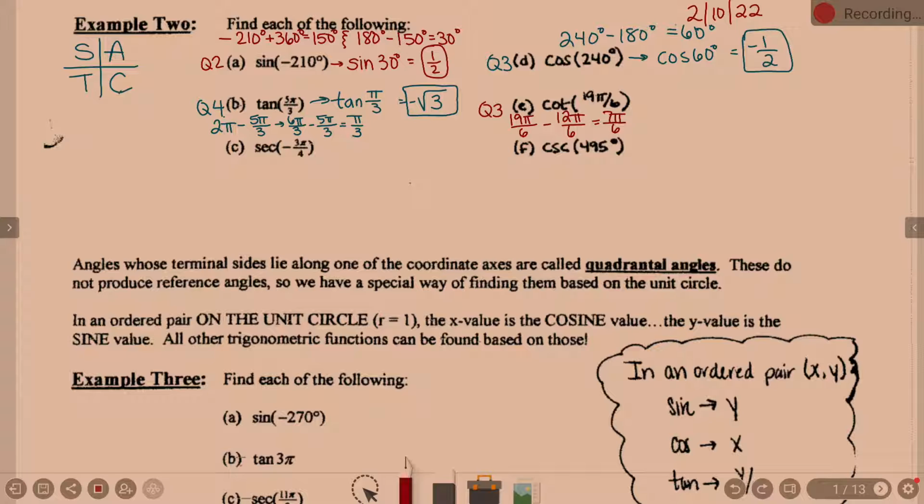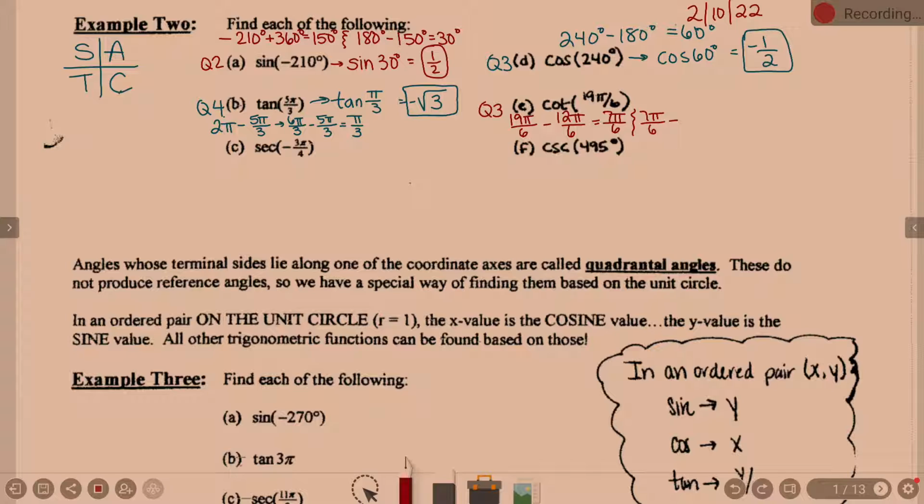Where is it closest to the x-axis? It's closest to 1 pi, correct? Because right here it's in quadrant 3, so it's closest to 1 pi. So that means I want to know how far is 7 pi over 6 to pi. What I'm going to do here, if you need to write it down, is take 7 pi over 6 and subtract 1 pi.